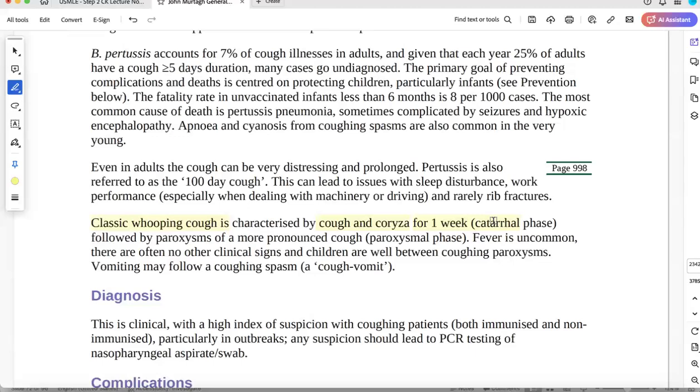So they will have runny nose, a bit of a cough, and then the child will get a very pronounced cough, and the cough will sound like a whoop. So the child will have a whooping cough, and most importantly, the child can vomit after coughing. So cough, cough, cough followed by vomiting. That's one of the common presentations for pertussis.